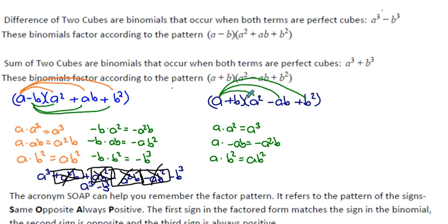Do the same thing, but this time with positive b. b times a squared equals a squared b. Then we have b times negative ab, negative ab squared, and then b times b squared equals b cubed.